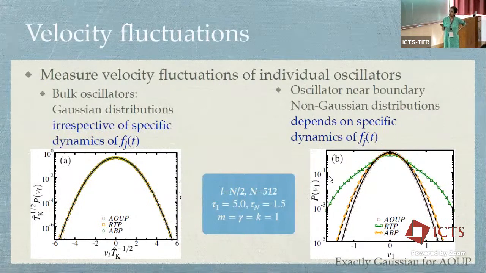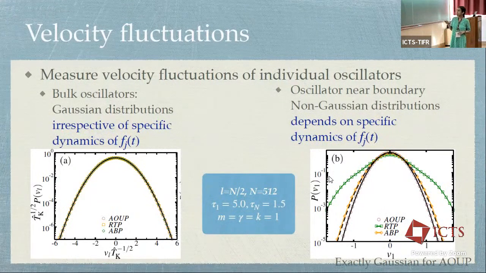On the left panel, what you see is the velocity distribution of the middle oscillator, but it doesn't matter if you take the middle one, any oscillator in the bulk would give you the same result, and it's actually completely Gaussian. So in the bulk, at least for velocity fluctuations, we don't see any signature of activity except through the width of the distribution, but it's Gaussian like in the thermal case. So one possibility is ruled out. From the velocity distributions, we cannot distinguish between what kind of driving we are using, I mean, what specific dynamics we are using for the active force.